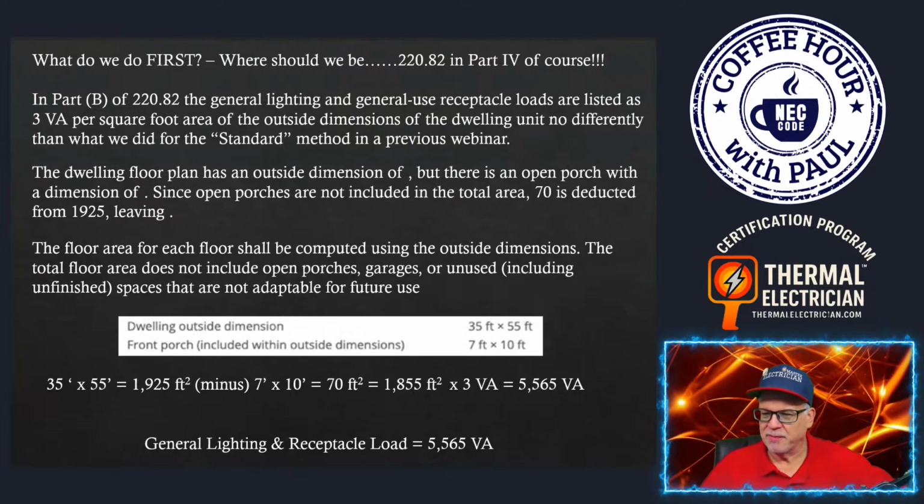All right. So 1,855 square feet. Now we're going to multiply that by 3 VA because that's what it said for us to do. Check the math. So that should be 5,565. So that's our general use in general lighting VA. I'm going to check myself, times 3. That is correct. Okay. So write that down and we'll move on to the next item.